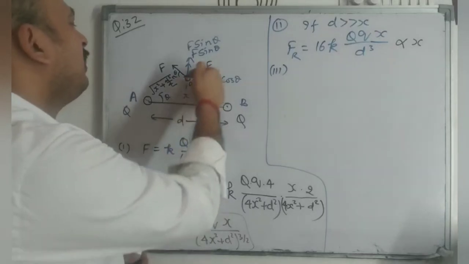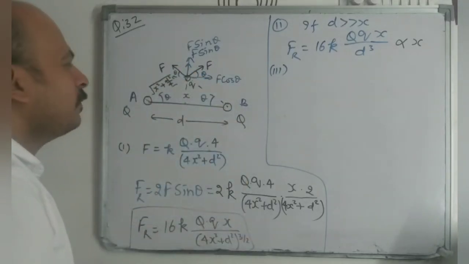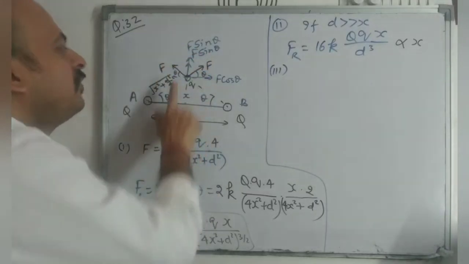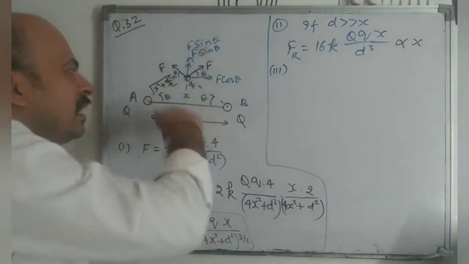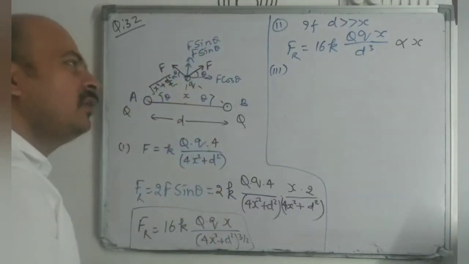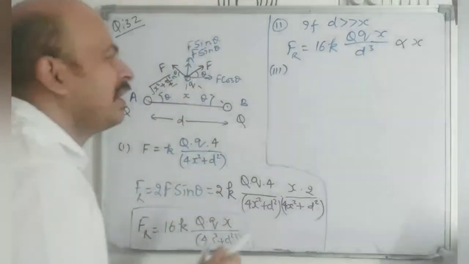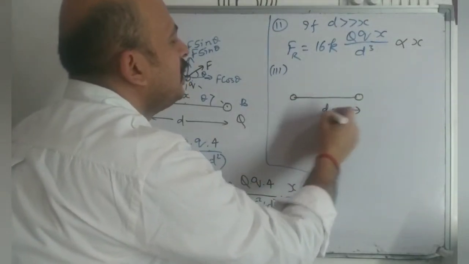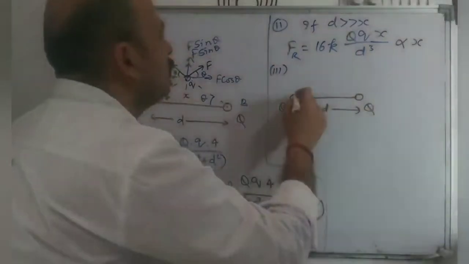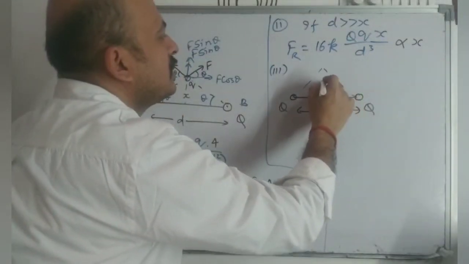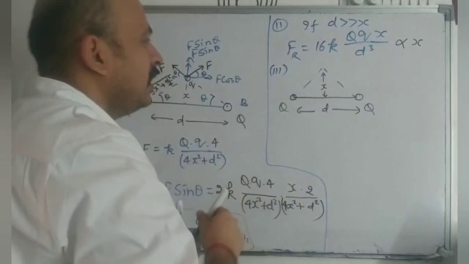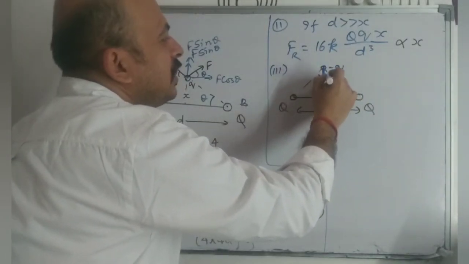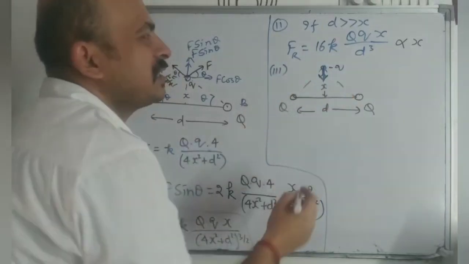If it is negative, then the forces are directed towards each other, so the resultant will be directed downward. If the displacement is upward and the resultant force is acting downward, then only is it possible to execute simple harmonic motion. Now your diagram will be like this. B, charge is capital Q, this is x, and if the charge is negative, then the force is acting vertically downward, opposite to the displacement.